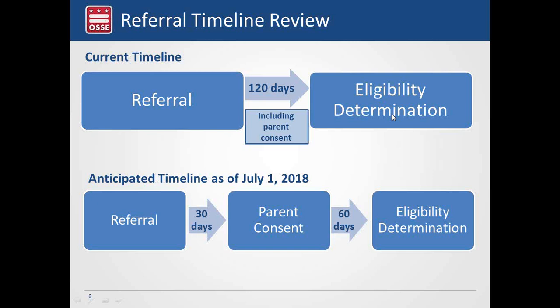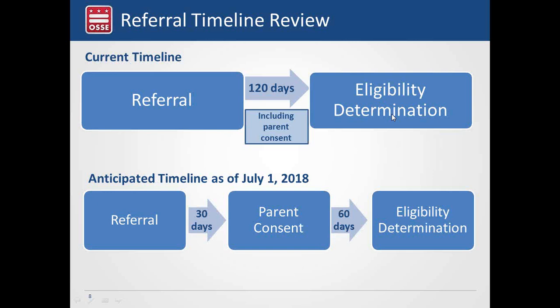But just as a general overview, as a reminder, right now, under the DC law, the timeline from referral is 120 calendar days from the date the referral is made until you have to have an eligibility determination made. And within that timeline, right now the law is not specific about when parental consent has to be obtained within that timeline. It is a step along the way if you are choosing to move forward with doing a full evaluation.